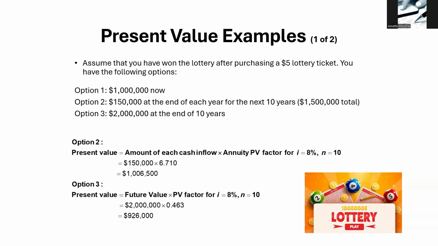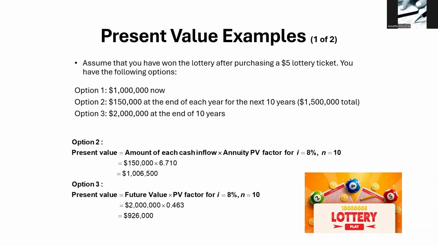Present value examples. Let's assume that you have just won the lottery after you purchase a $5 lottery ticket. Then the state offers you 3 payout options for your after-tax prize money. So you won the lottery for $1 million, and you paid $5 for the lottery ticket. So you have 3 options.